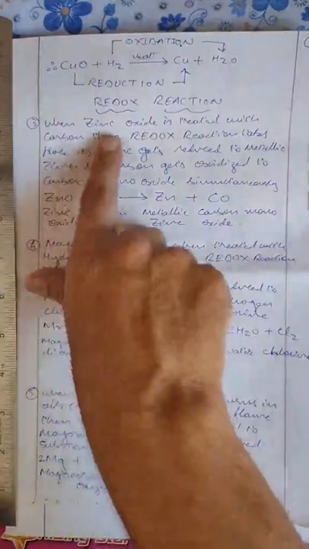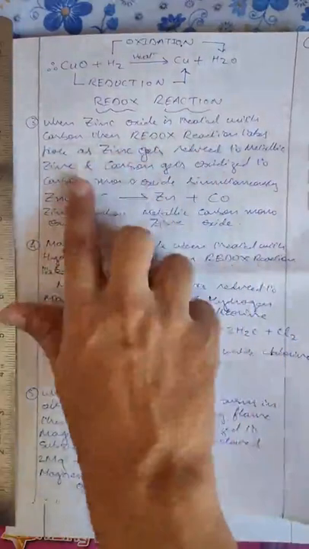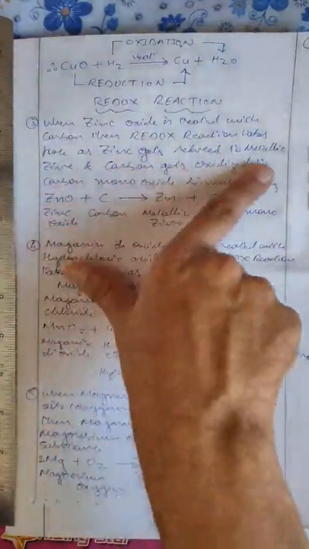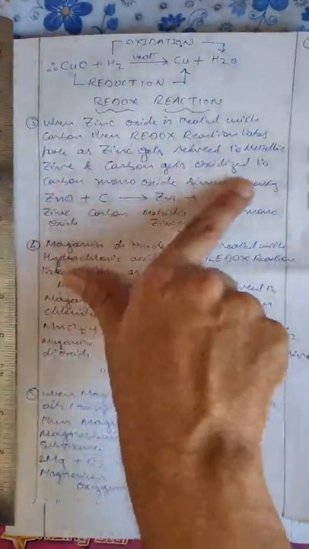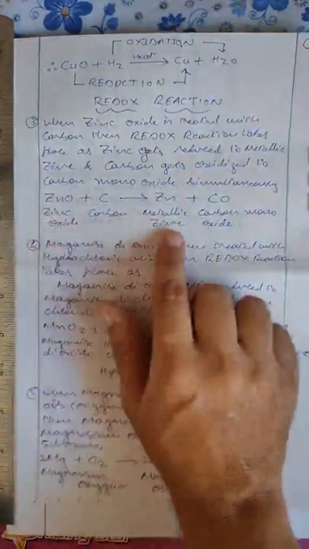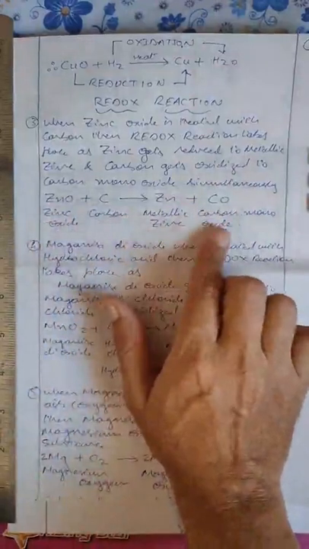We take the next example. Zinc oxide is treated with carbon. Then a redox reaction takes place. Zinc oxide gets reduced to metallic zinc and carbon gets oxidized to carbon monoxide simultaneously. Zinc oxide plus carbon will give metallic zinc plus carbon monoxide.